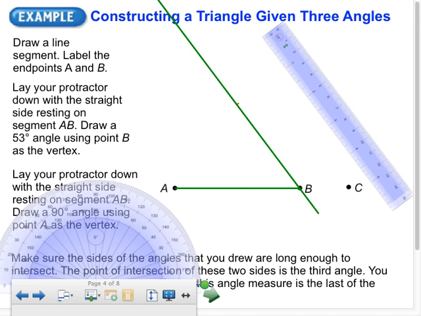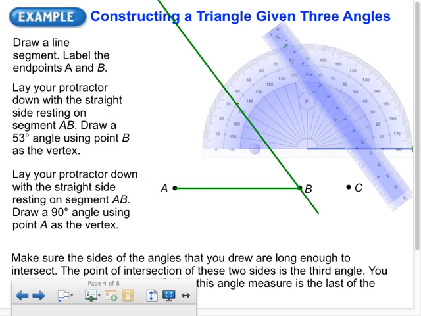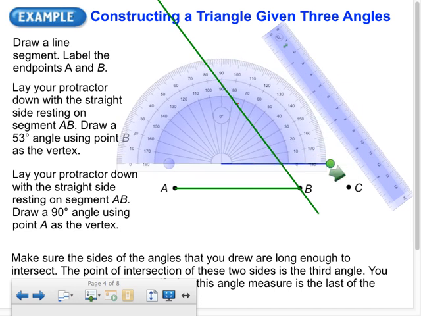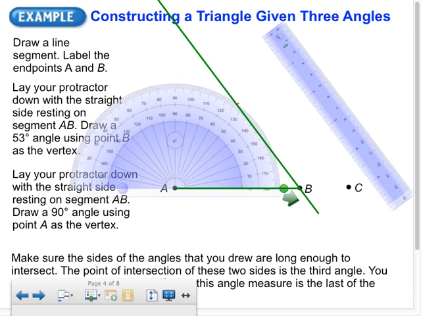Okay, next thing we need to do, they want us to go to vertex A, lay your protractor down with the straight side resting on segment AB, draw a 90-degree angle using point A as the vertex. So we're going to do the same thing as we did before, except for now we're on vertex A. I need to mark off 90 degrees. 90 degrees is directly above.